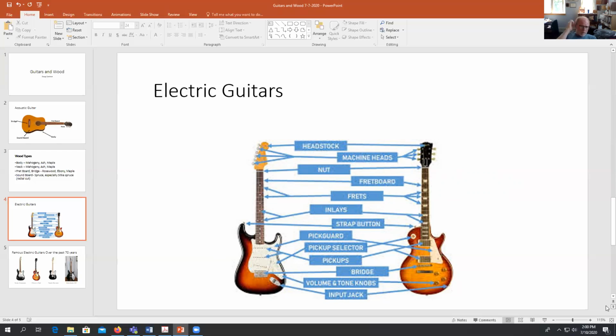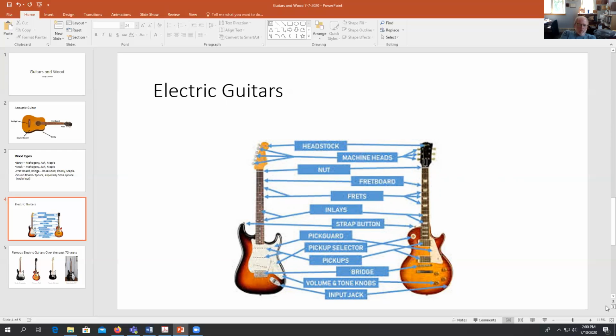This particular figure shows a little bit more detail on some of the parts, such as the headstock that goes into the neck, the machine heads or tuning knobs, and the nut, which is a place to put the strings onto the guitar. Then you have the fretboard and the frets, as I mentioned earlier.